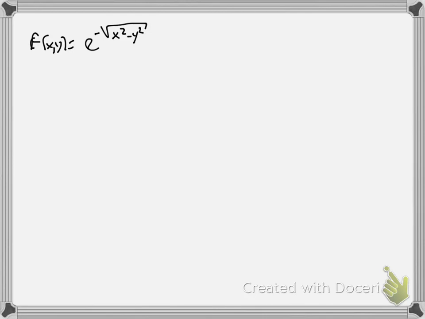So for the range, the first thing that we should think about is, well, it looks like an exponential function. So we should first figure out what are the possible values that can be taken by, say, the exponent here, which is minus the square root of x squared minus y squared. So let's call this exponent t for the moment. So we're considering the function e to the t. Well, we can quickly sketch e to the t. That looks like this.